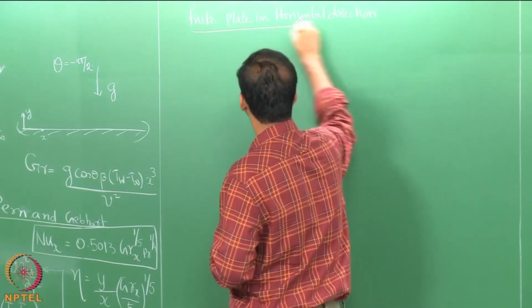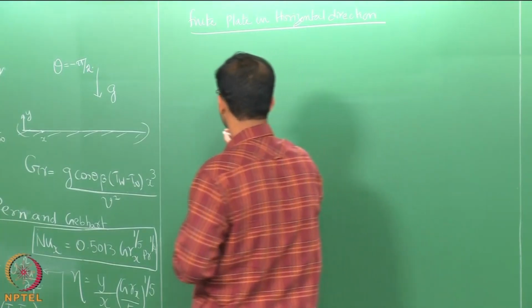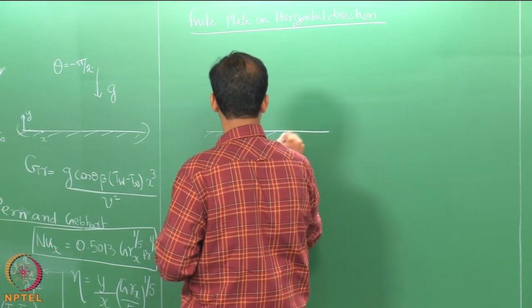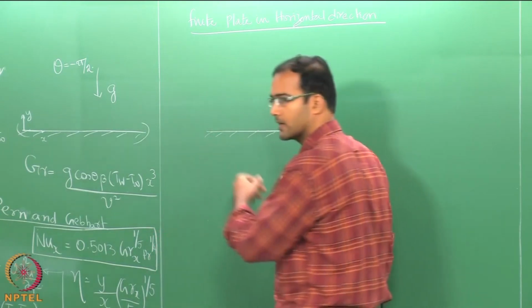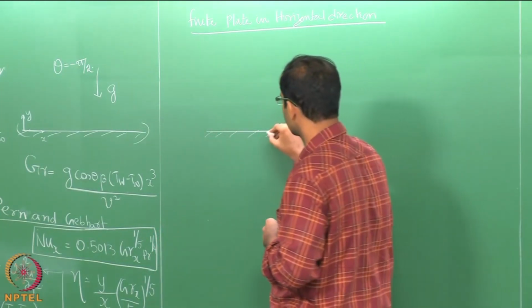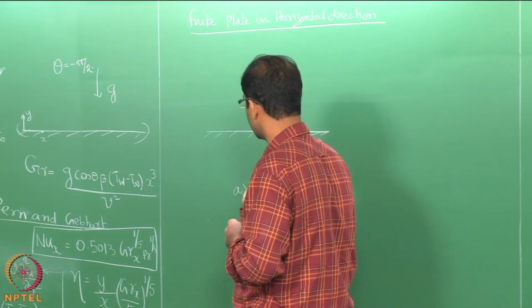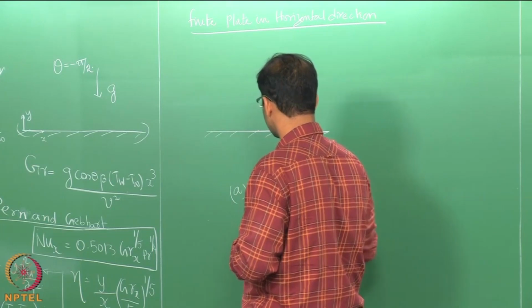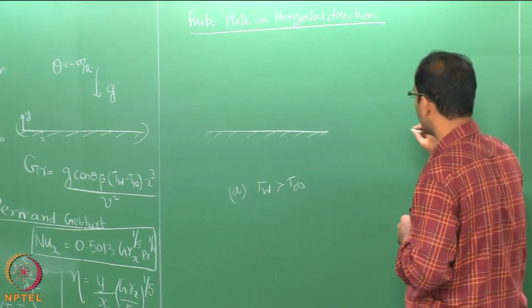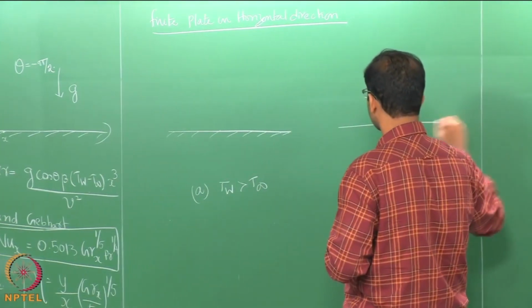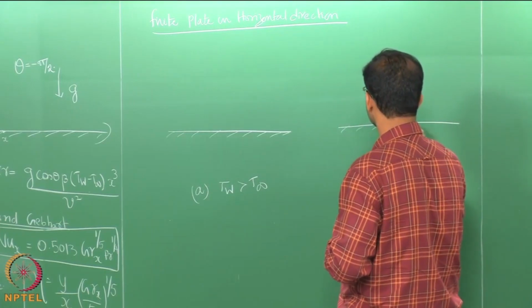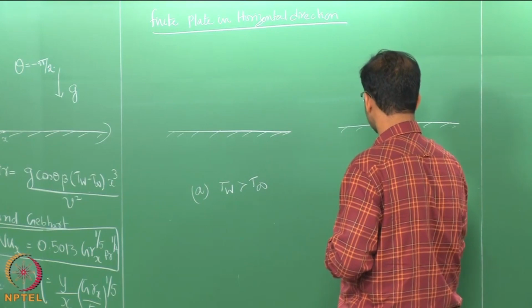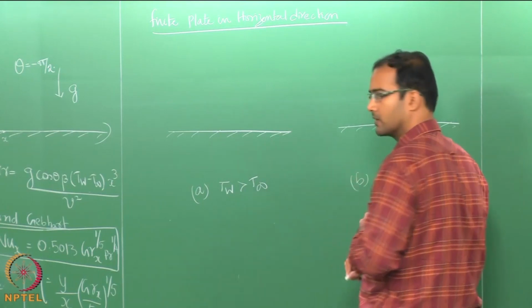So, we have a case in which we keep the plate in the horizontal configuration, and this is finite in length. Okay. So, in case A, we heat the plate, and we can have case B where we cool the plate. That means T wall is less than T infinity.